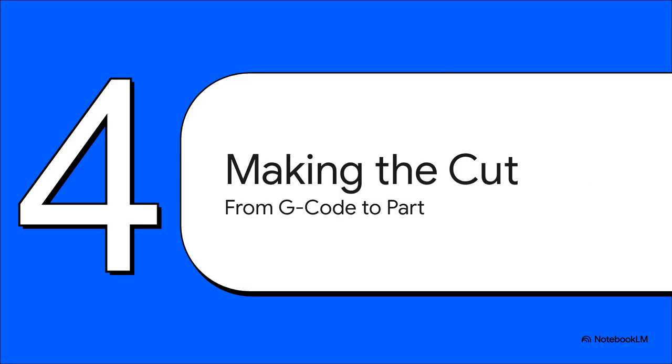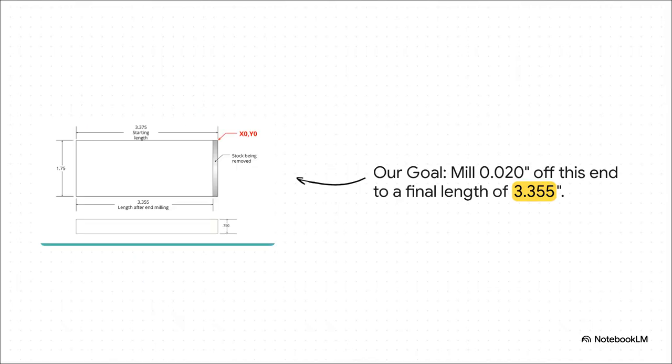Quizzes are fun, but let's see how all these G-codes come together in a real-world example. We're going to mill a nice, clean, precise edge on a block of material. So here's the job. Our goal is to shave just a tiny bit of stock, 20,000ths of an inch, off the end of this part. We need to take it from its rough starting length down to a really precise final dimension.